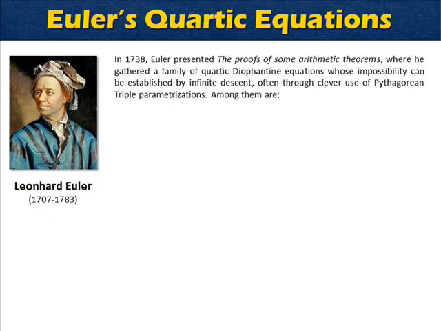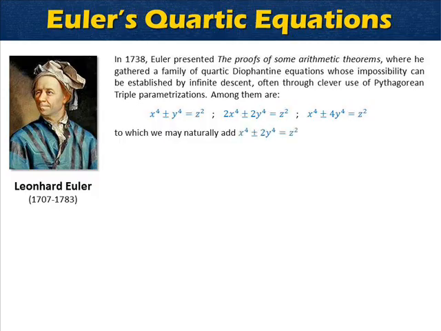Among them are: a sum or difference of fourth powers equals a square; 2 times a sum or difference of fourth powers equals a square; a fourth power plus or minus 4 times another fourth power equals a square; to which we may naturally add a fourth power plus or minus 2 times another fourth power equals a square, and a fourth power plus or minus 8 times another fourth power equals a square.